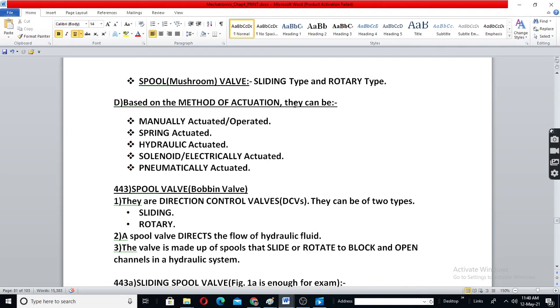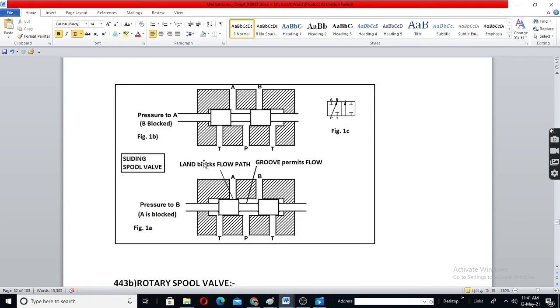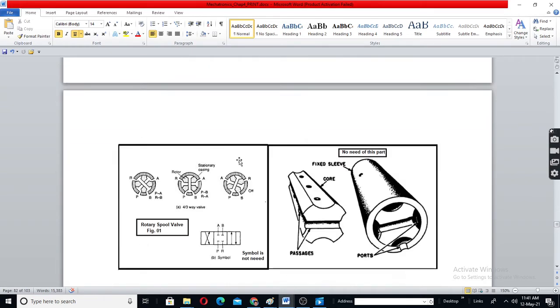If the method of actuation is manual, we call it as a manually operated, otherwise spring actuated, otherwise electrically actuated, pneumatically means by gas pressure, air pressure or hydraulic pressure depending upon that. Now in the spool valve we have two types, sliding and rotary.